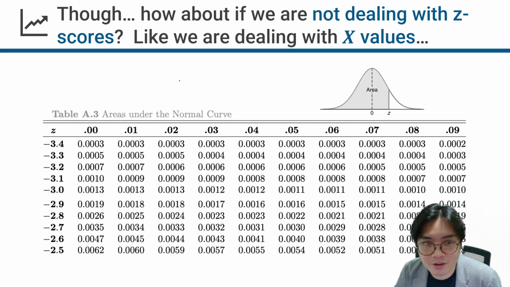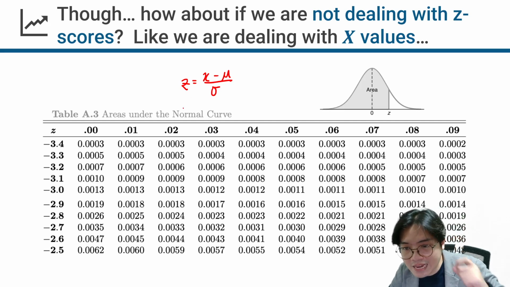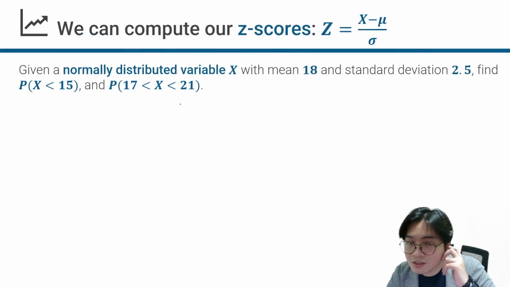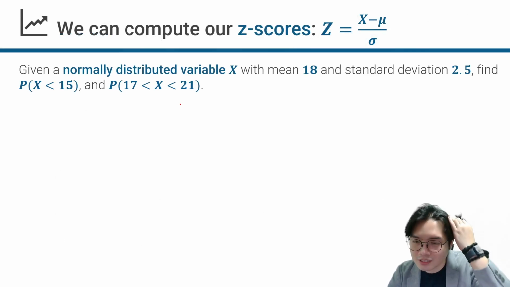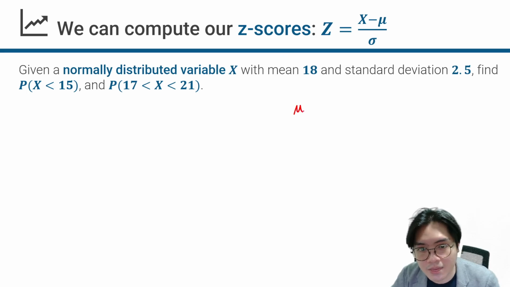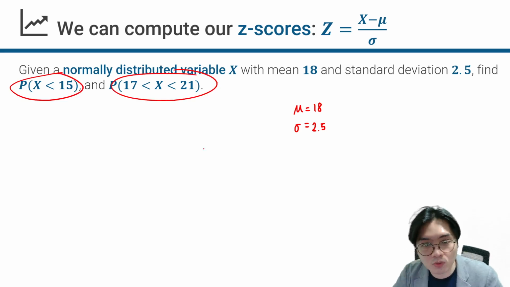If you remember from earlier, the z-score is just taken from the x-score minus mu all over your sigma. But of course, you can only standardize if you know the mean and the standard deviation or the variance, right? What if we're dealing with x values? We can just standardize. We have here a normally distributed variable x with a mean of 18 and a standard deviation of 2.5. We want to get x less than 15 and x between 17 and 21.